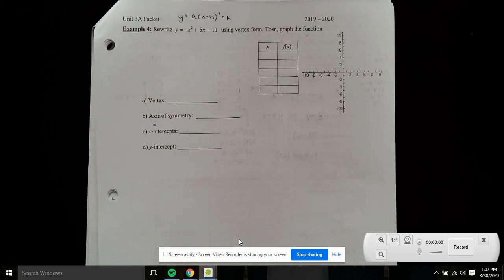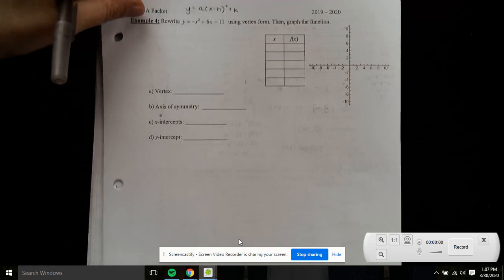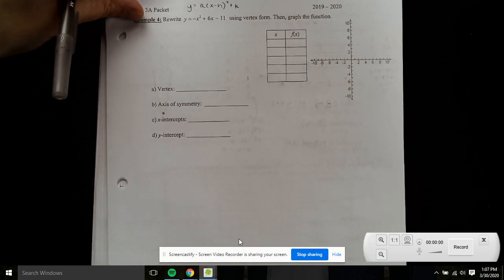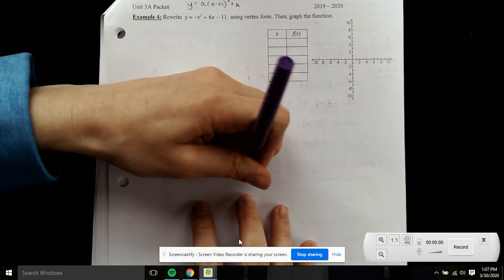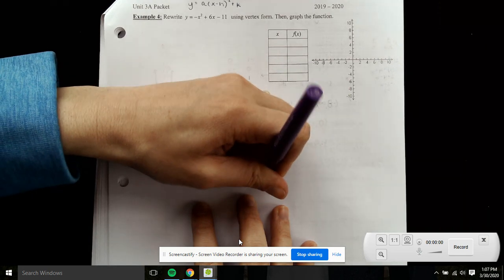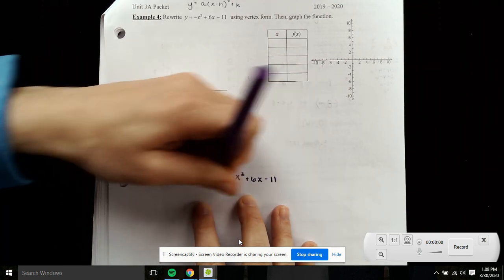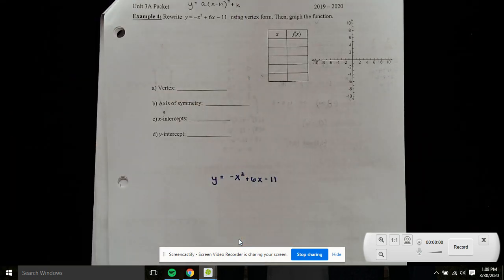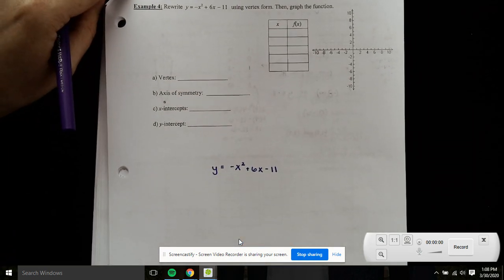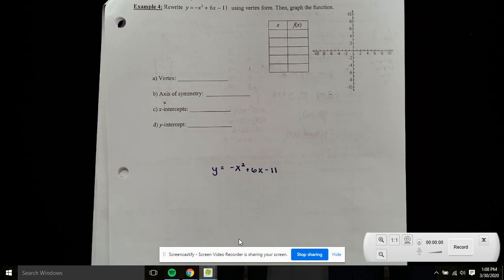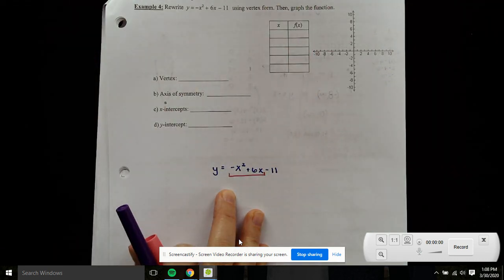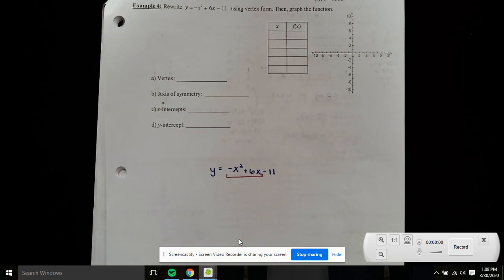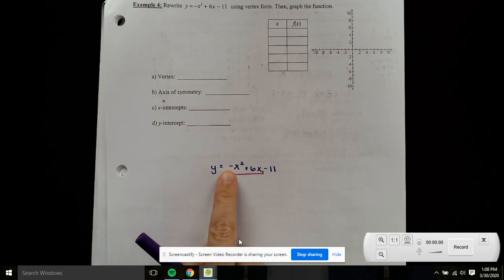So if I'm rewriting using vertex form, I am going to take this space down at the bottom and write this problem again. So I've got negative x squared plus 6x minus 11. Now, hopefully you watched the last couple videos and you remember that your first step is to look solely at the x squared plus 6x, and you're trying to think about how to complete that square. So notice I've got a negative in front of my x squared. That's my a value, negative 1.